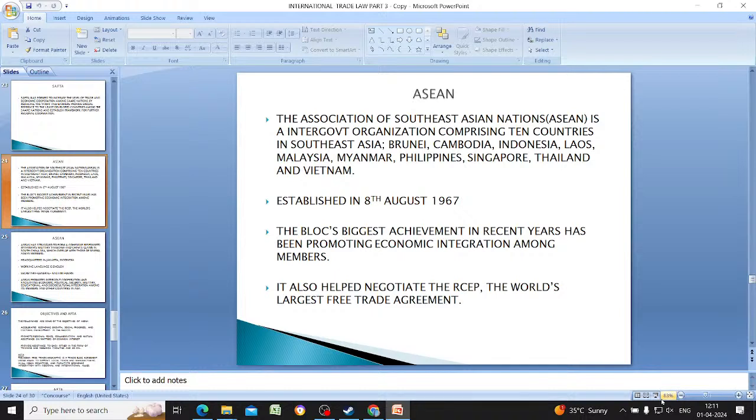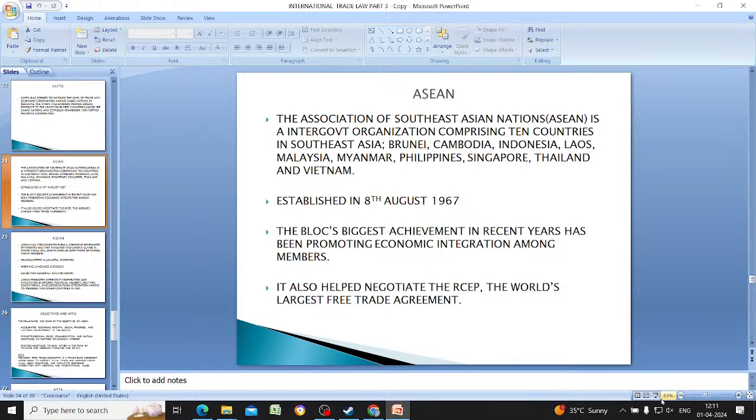It was established in August 1967. And the bloc's biggest achievement in recent years has been promoting economic integration among members. So economic integration is the main objective, and it can be considered one of the major objectives behind the formation of such an association.